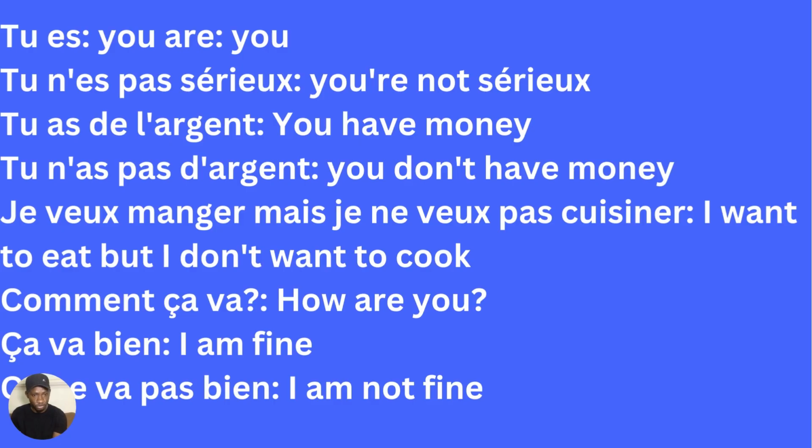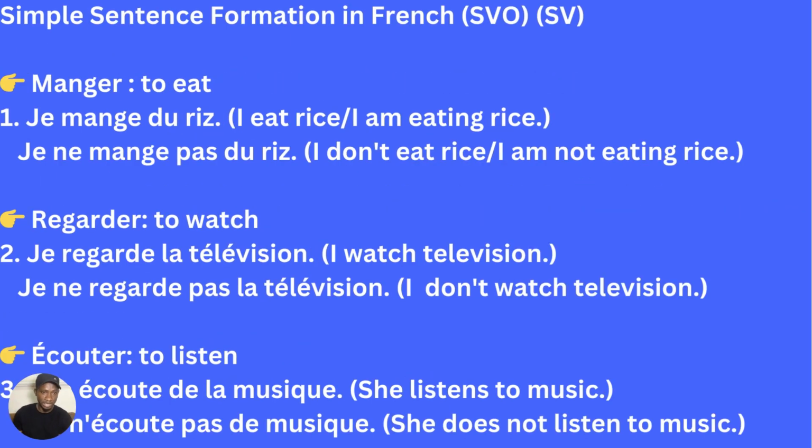Ça va, don't forget, means ça va bien. Ça va means I'm fine, right? To say I'm not fine, instead of ça va, it would now be ça ne va pas bien. Ça va bien, I'm fine. Ça ne va pas bien, I'm not fine. Alright, so that's also possible as a response.